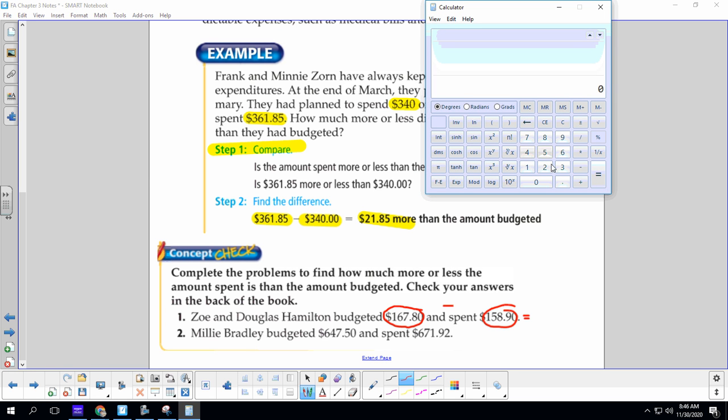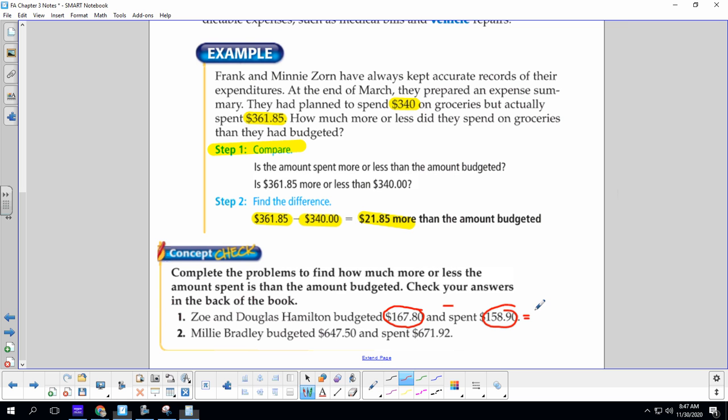In my world, it is morning, and morning time is not my most accurate math time. So I use my calculator to help us out. $8.90 less than budgeted. Okay.